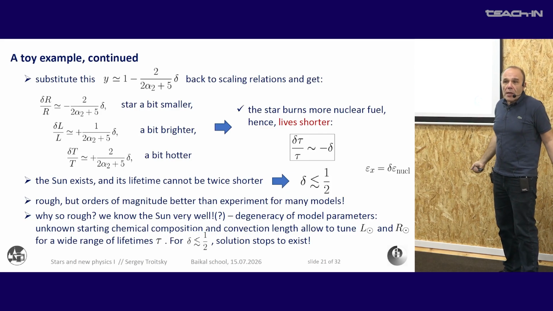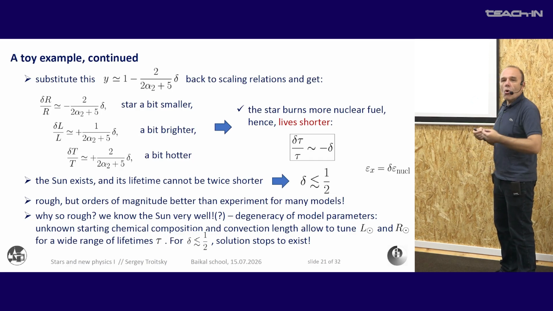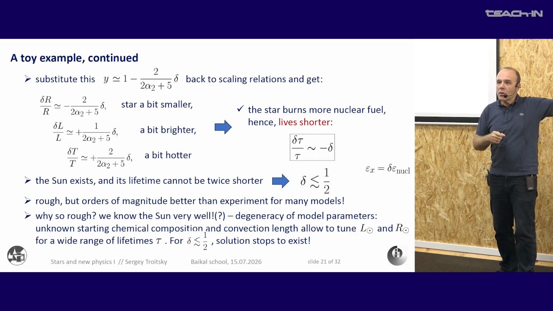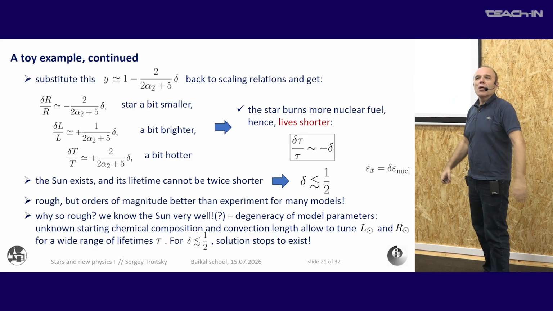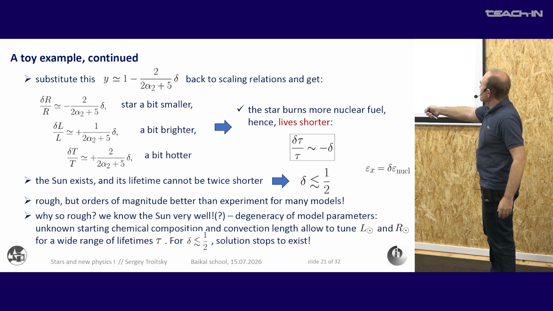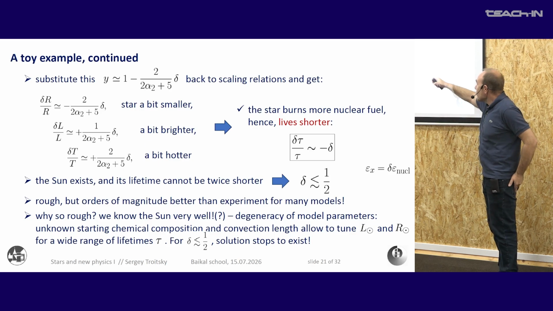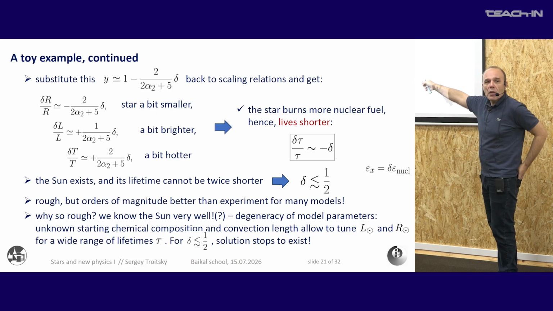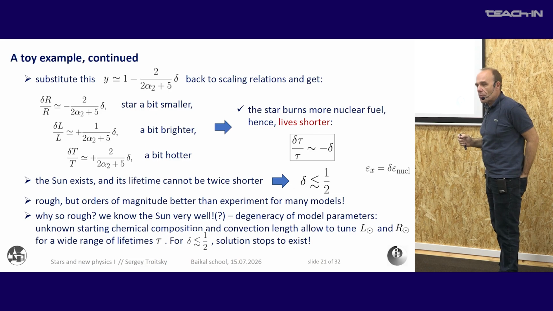And the second amazing question is, why so rough? Why? We know the sun very well. It is very close. We observe it for several millennia, or maybe millions of years. We do observe and accumulate our knowledge. And okay, the answer why we can allow for some really huge energy losses is the degeneracy of model parameters.